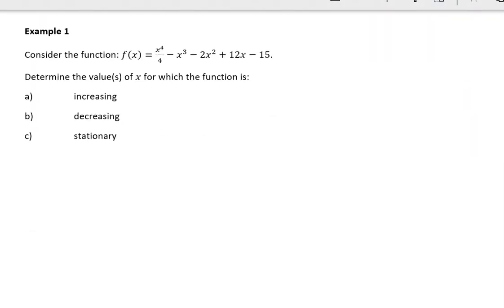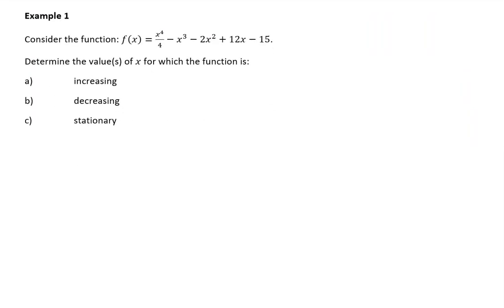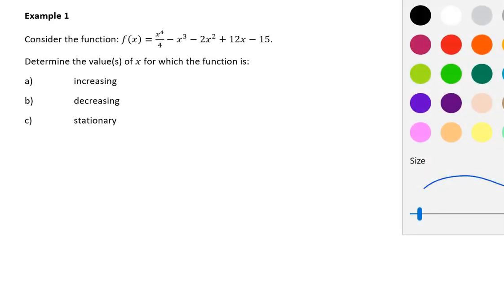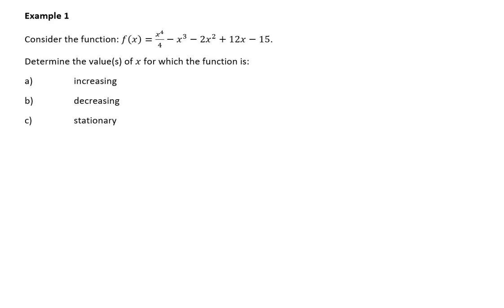So let's just look at a couple of examples to make sure we know what we're doing when it comes to gradients. So first question says, consider the function x to the power of 4, so this is the power of 4 equation, and it continues. Determine the values of x for which the function is increasing, decreasing, and stationary. Now all of these are about the first derivative. So I'm going to say, right, what is my first derivative?